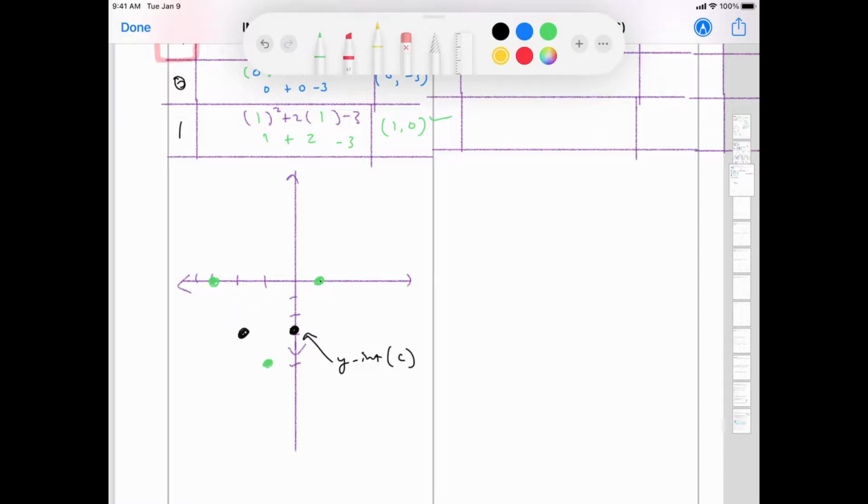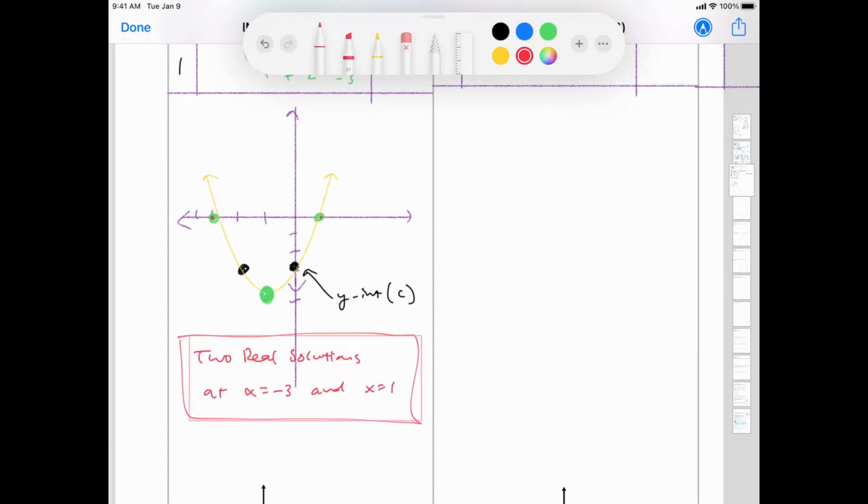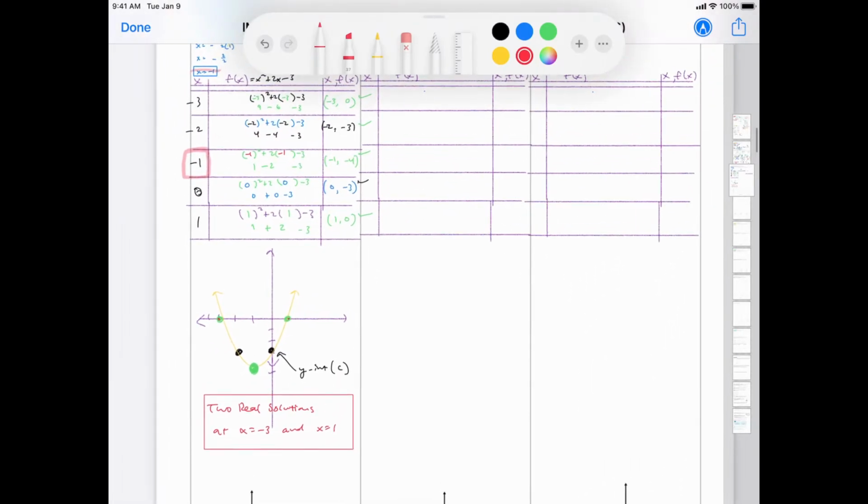Let's go ahead and put a graph through this. See how we do. Not bad. Remember the trick, just make your point really big. And how many times does this go through the x-axis? That would be 2 times. So we have here 2 real solutions. And now we got lucky because that was x equals -3 and x equals 1. And we saw that from our table of values, didn't we?